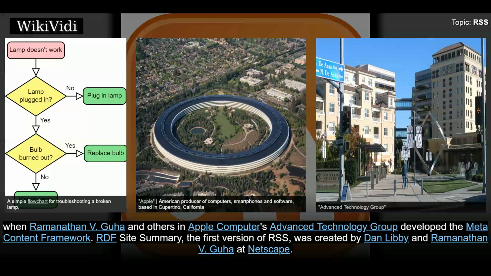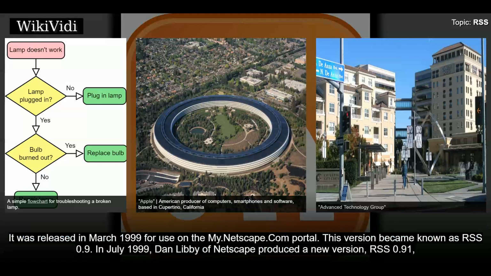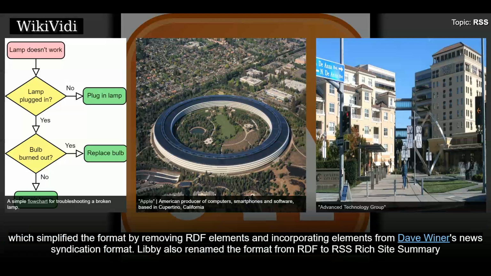RDF Site Summary, the first version of RSS, was created by Dan Libby and Ramanathan V. Guha at Netscape. It was released in March 1999 for use on the my.netscape.com portal. This version became known as RSS 0.9. In July 1999, Dan Libby of Netscape produced a new version, RSS 0.91, which simplified the format by removing RDF elements and incorporating elements from Dave Winer's news syndication format.